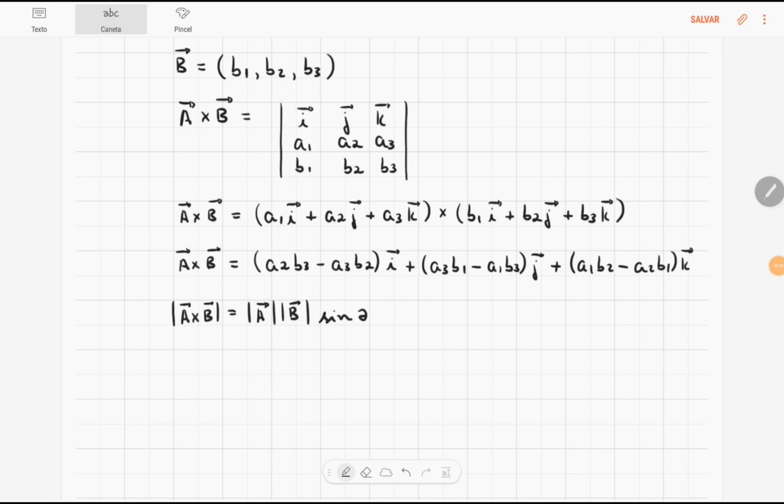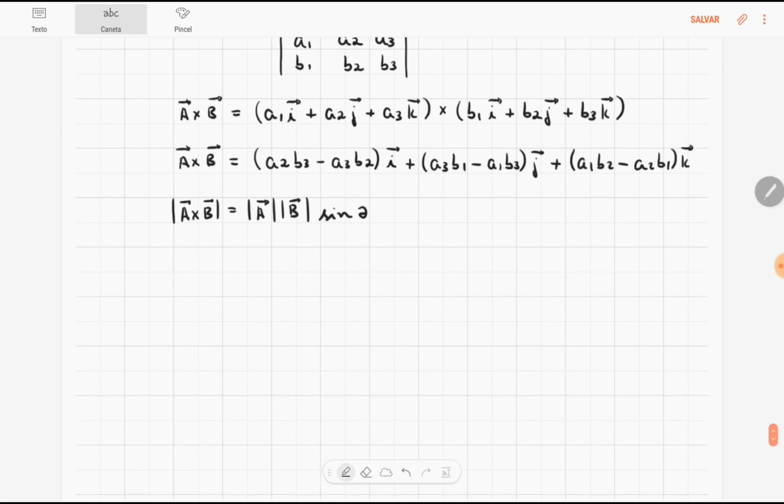It is also important to say that the vector product is orthogonal to both vectors A and B. So if we have here vector A and here vector B, the cross product is a vector that is orthogonal to both vectors A and B.